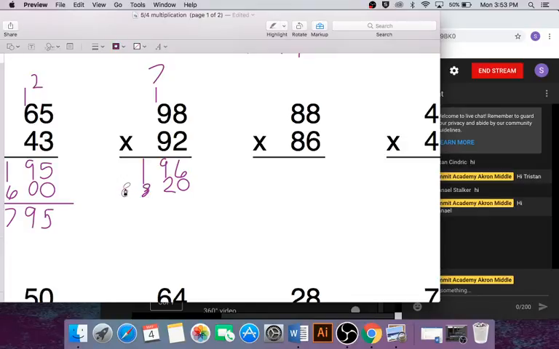So we're going to add those together. So we have 6 plus 0 is 6. 9 plus 2 is 11. Put down the 1, we carry the 1. 1 plus 8 is 9, plus 1 is 10. So we put down the 0, we carry the 1. 8 plus 1 is 9. So our answer is 9,016.